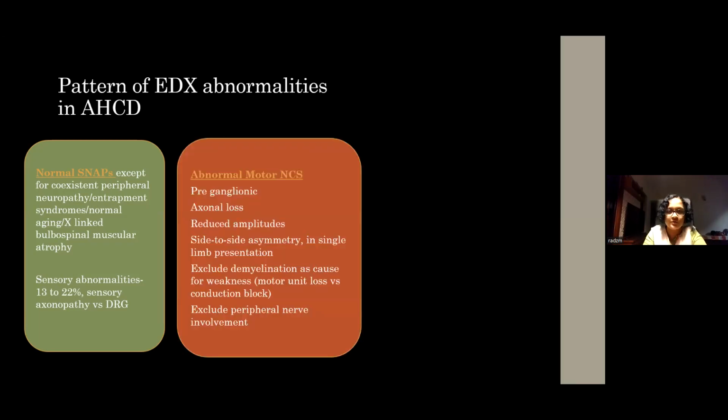We don't know. Research is going on there. Abnormal motor conduction studies are something that you see always because it's preganglionic. There is axonal loss, amplitudes are reduced, and if the symptoms start in a single limb, it's important to compare the motor studies with the opposite limb. Also important to make sure there are no conduction abnormalities. Exclude demyelination, especially if you are dealing with a lower motor neuron type of motor neuron disease, and exclude peripheral nerve involvement, obviously.